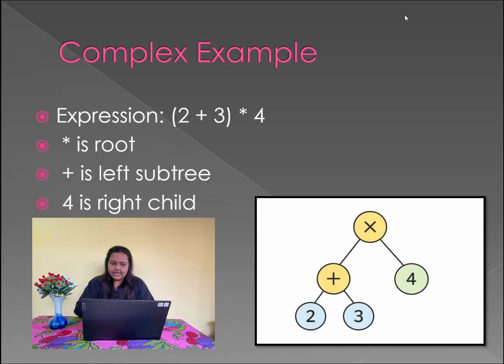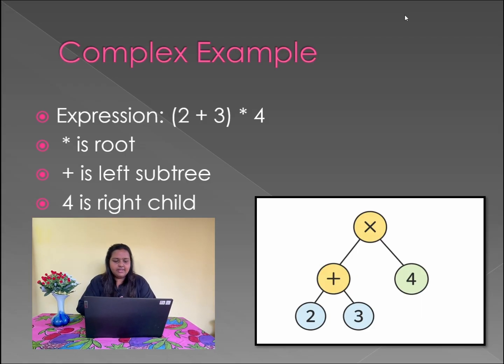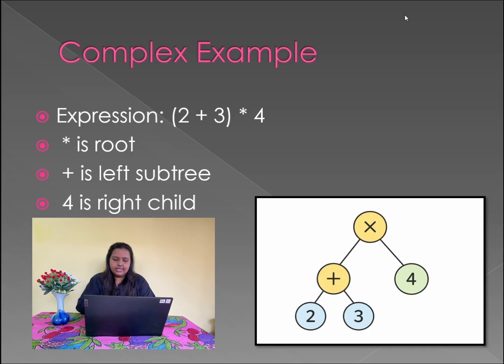Now let's look at a slightly complex example. Because of the brackets, 2 plus 3 must be evaluated first. So the plus operator forms a subtree and the multiplication operator becomes the root of the entire tree. This tree visually shows us operator precedence, which is sometimes confusing when we only look at the expression.